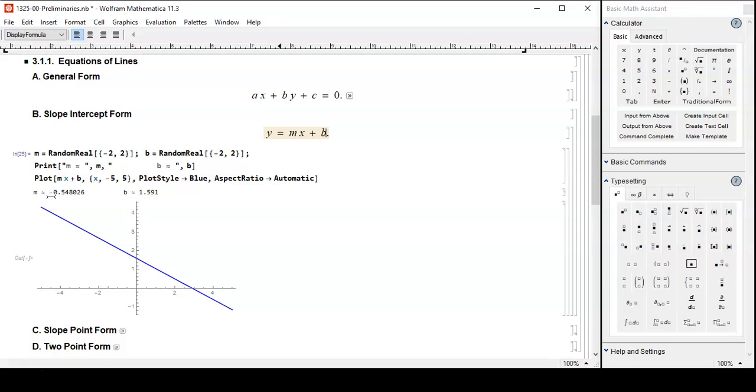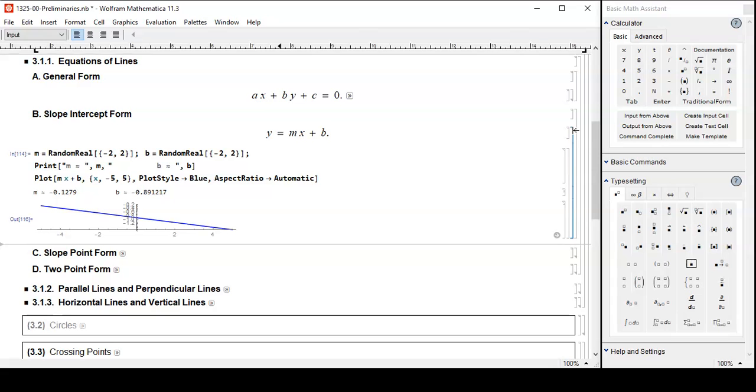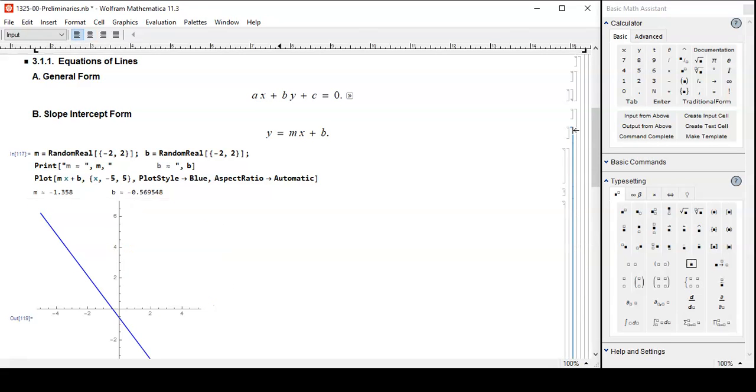In this case, negative 0.548. So I go up by negative 0.548. That means I go down by 0.548. Not surprisingly, the graph is going down. The line is headed downward. Let's run it again. What did I get this time? Not too different. Another downward line.